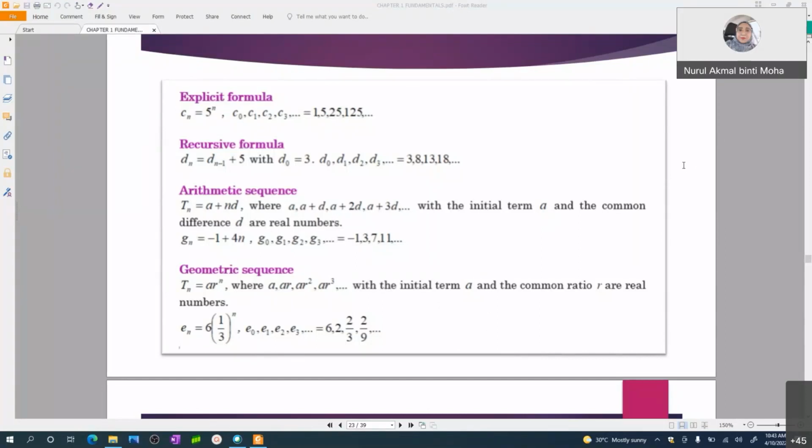What, Afiq? a minus 1? What? t_n equal to a plus (n minus 1) d. For the arithmetic sequence, isn't it n minus 1?